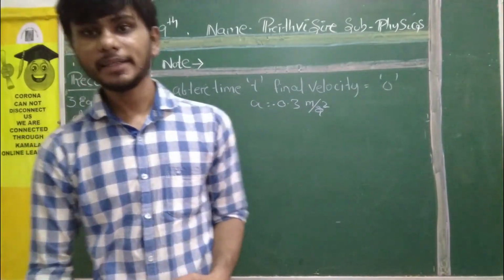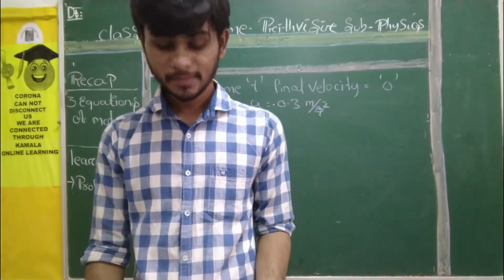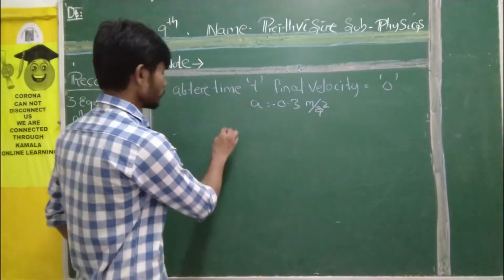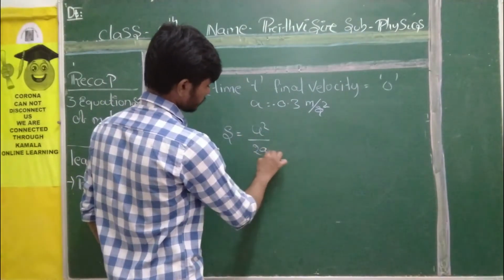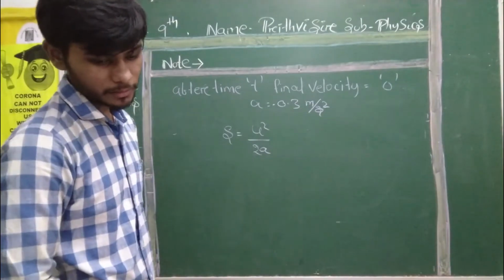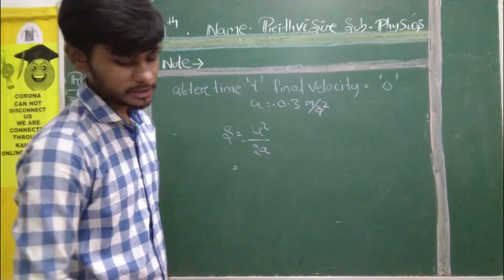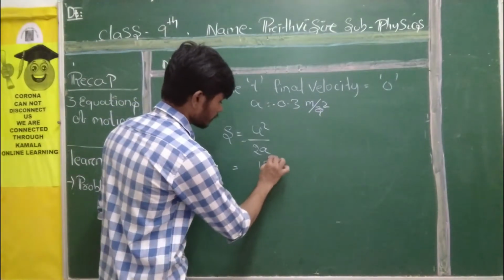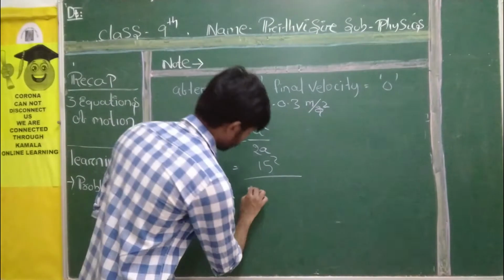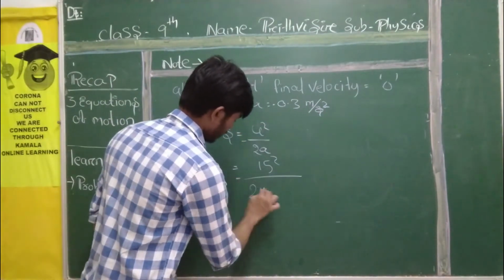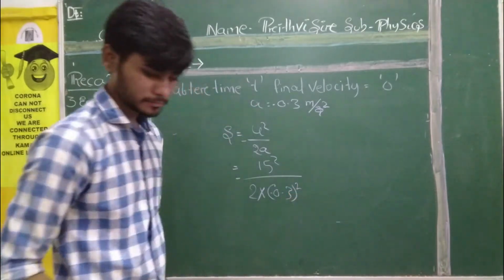Students, what do you mean by minus u square by 2a? Here u square is the velocity part and 2a is the acceleration part. So S is equal to minus u square by 2a, this is another formula you need to remember. Then what should be the distance? 15 square whole divided by 2 into minus 0.3, minus again.